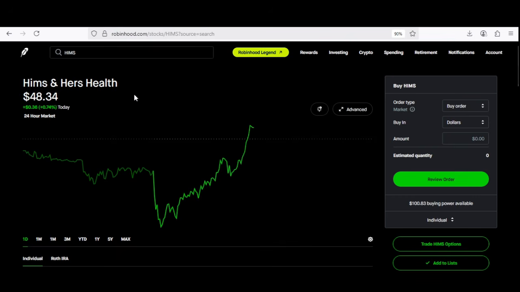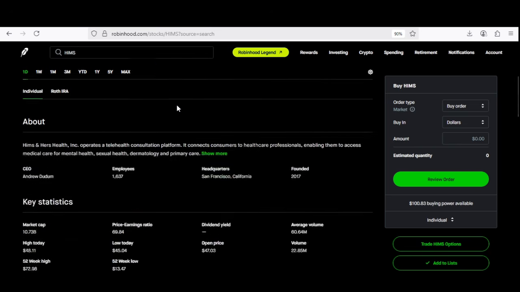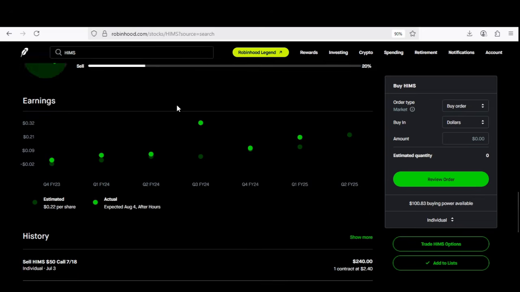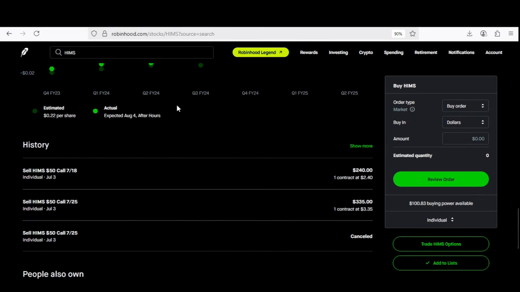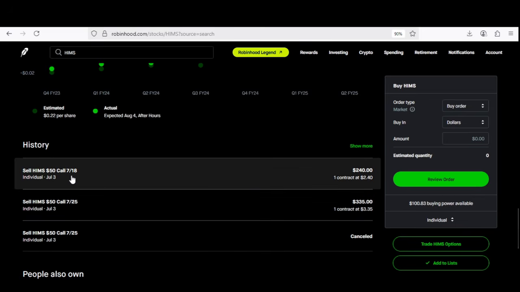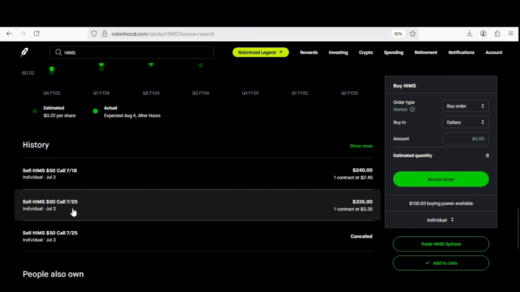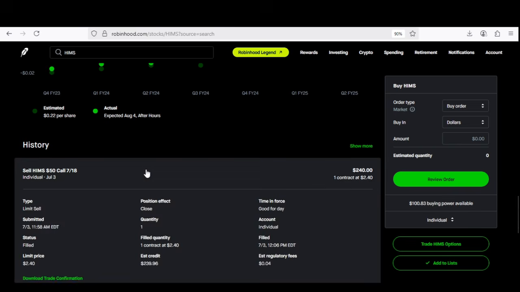And here we are on Hims and Hers. If you don't know anything about Hims and Hers, feel free to go and do some research and see what it's about. So let's go down and see my history. And as you can see here, this is it right here. These contracts were for July 18th, and the next one was July 25th, respectively. I did close them both on July 3rd. July 3rd right here. Let's go ahead and open it up.